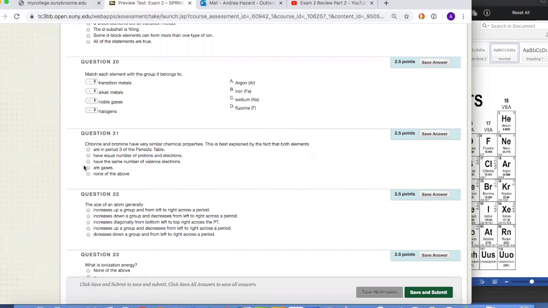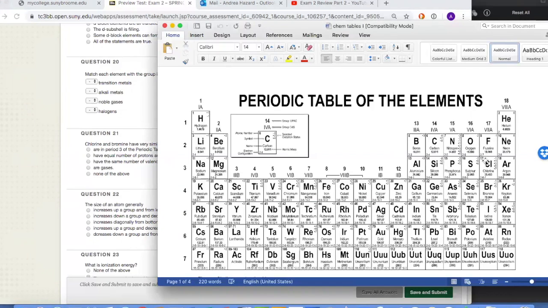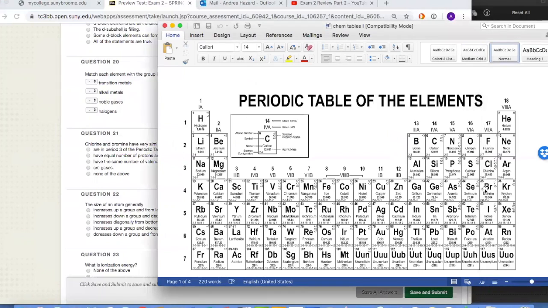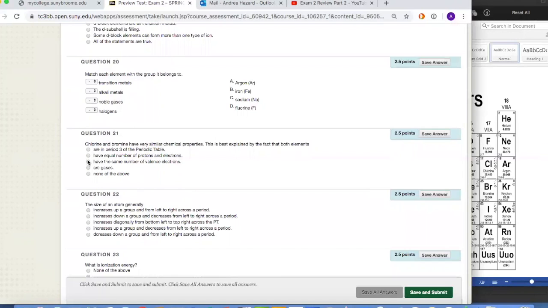Have an equal number of protons and electrons, and that would not be true for any 2 elements, because by definition, each element has a different number of protons, so that could not be the answer. Have the same number of valence electrons. All right, so chlorine and bromine are both in group 7, which means they have 7 valence electrons. So that looks like the correct choice. And then our gases, bromine is actually liquid at room temperature, so they're not both gases. So it would be, they have the same number of valence electrons.